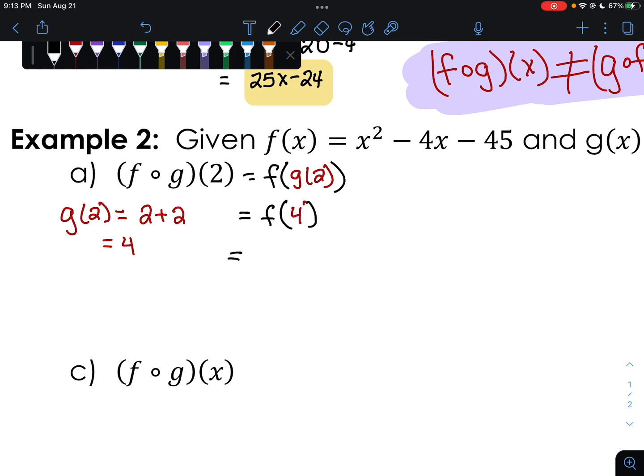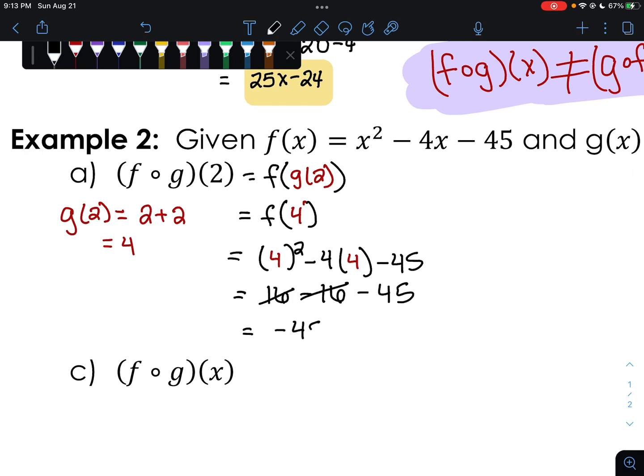Okay, so f of 4 would be 4 squared minus 4 times 4 minus 45. That would give me 16 minus 16 minus 45. My two 16s would cancel each other out, and that would leave me with a negative 45.